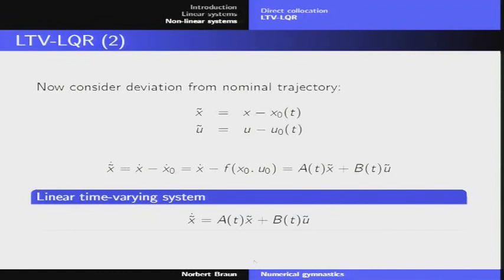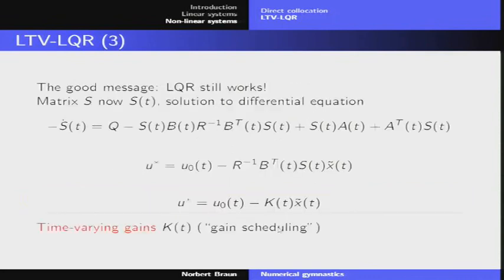Of course, it's not quite as good because we now have these matrices A and B. For the balancing problem, they would be constant because we were linearizing around a point. But now we are linearizing around a trajectory, so these matrices are time dependent. The good thing is that it still works.